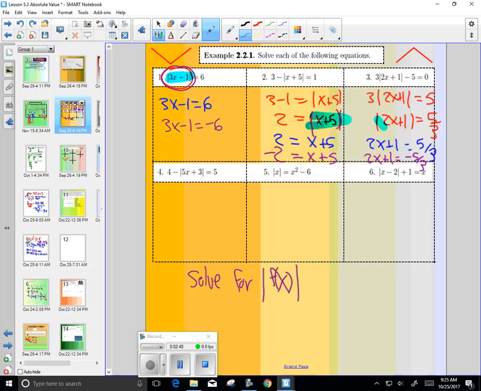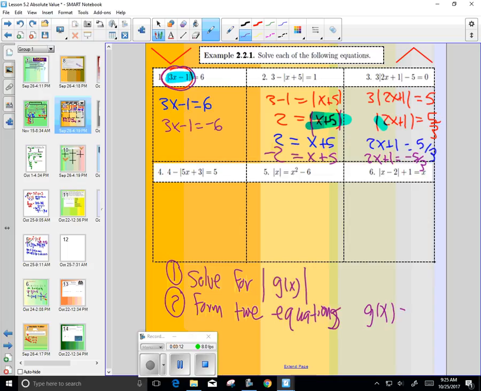You solve, first thing you do is solve for absolute value. We'll just call it, I don't want to call it f of x, let's call it g of x. Whatever's in that absolute value. Then, after that, form two equations. And the first one will be g of x equal to whatever you have. And the other one is g of x equals what? The opposite of what you have. And I'll just do this first one. That was the main part I wanted to show you.